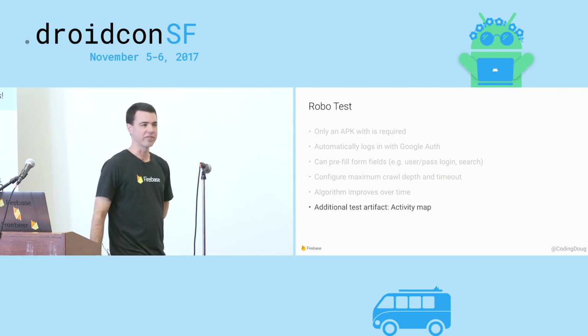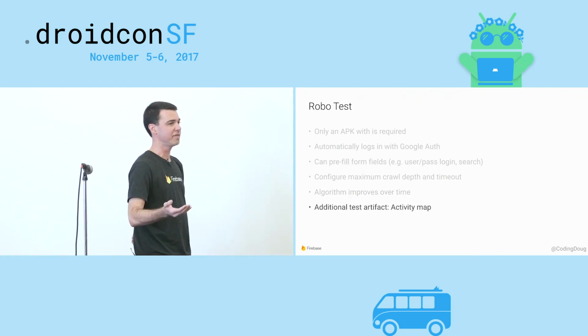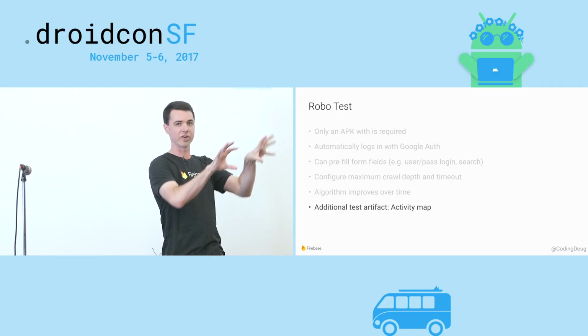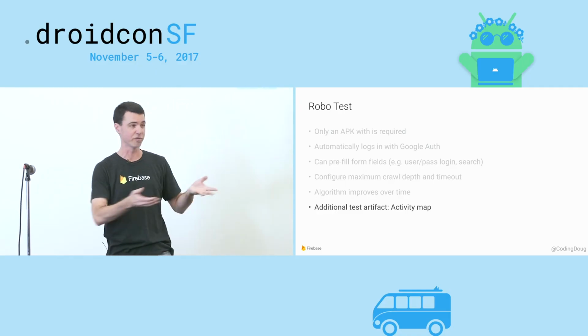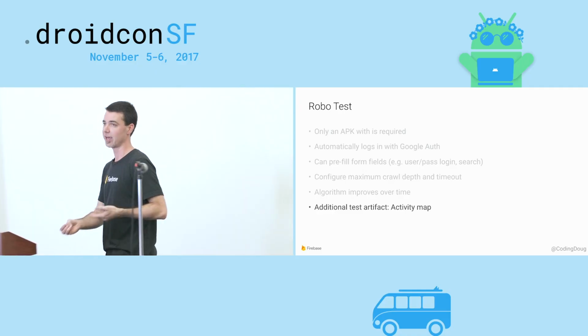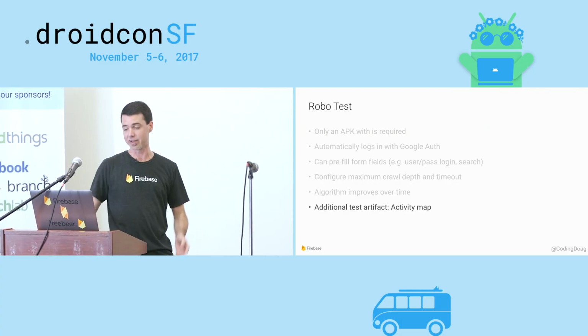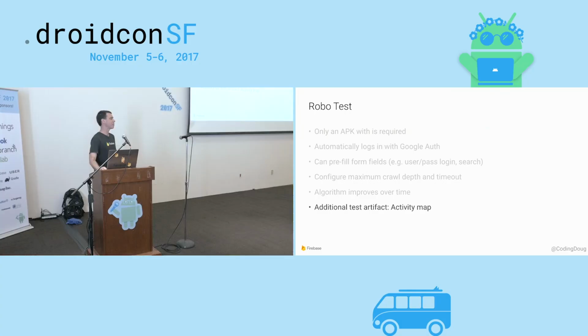And there's one additional test artifact. If you run a Robo test, you'll get an activity map. I mentioned there's the root activity and all the other activities that it found. You can actually see how it traversed your app, which is very helpful to understand what use cases it's actually testing. Now, this is great for apps, right? Apps have nice widgets and buttons and are generally easy to crawl.